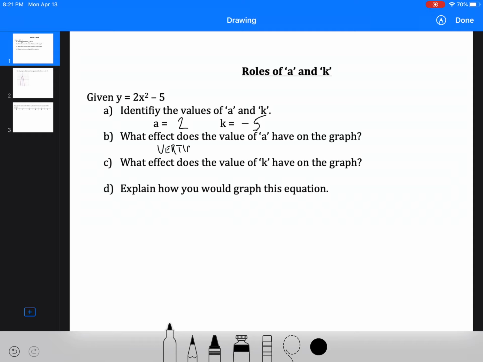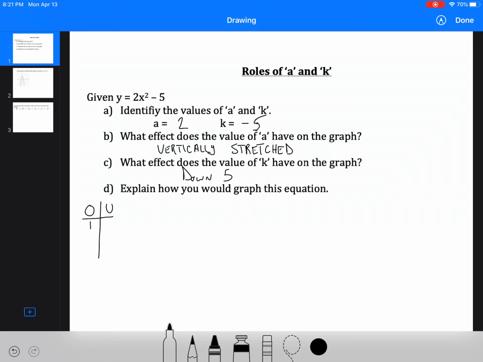Good job, Mr. Shaw. What effect does the A value have on the graph? Here, it would be vertically stretched because it's greater than 1. And the K value moves it down 5. So explain how you would graph this. We would move the whole graph down 5, and then graph it as though we were going over 1, up 2, over 2, up 8.